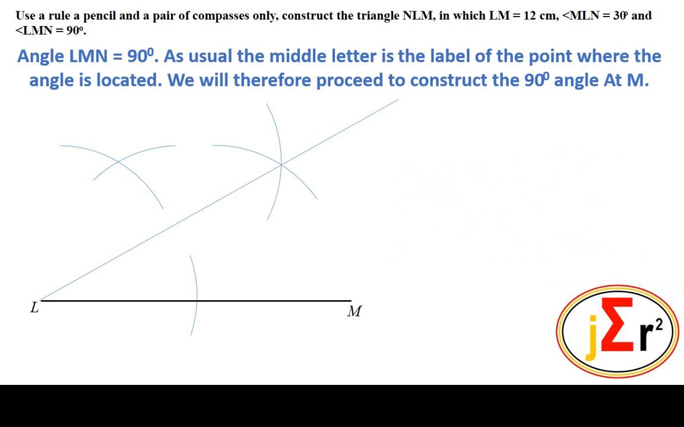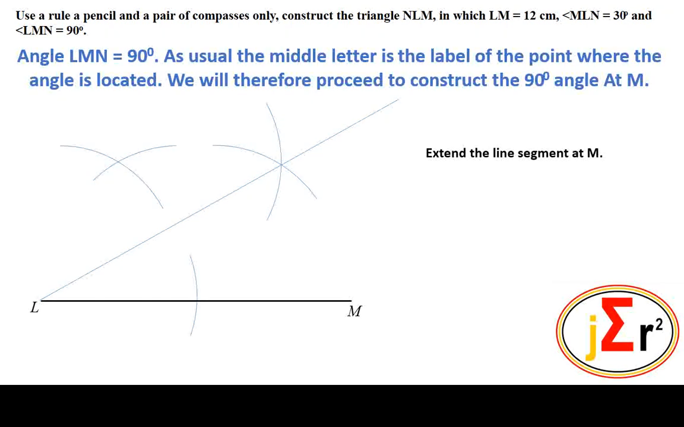From there, angle LMN is equal to 90 degrees. As usual, the middle letter, which is M on this occasion, is the label of the point where the angle is located. We will therefore proceed to construct the 90 degrees angle at M. So the 90 degrees angle will be located at M, and we will proceed to construct that 90 degrees angle at M. What do we do?